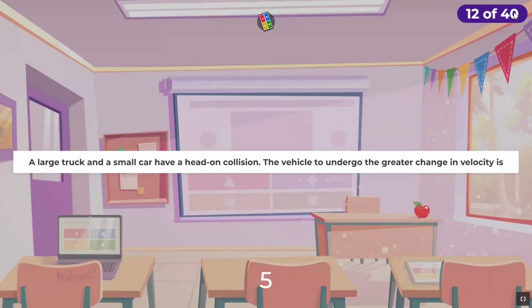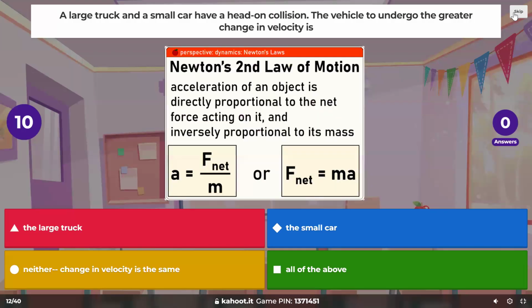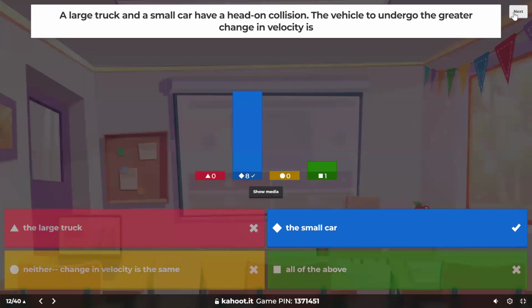A large truck and a small car have a head-on collision. Which vehicle undergoes the greater change in velocity? The small car. The collision force is the same on both, but the small car, with less mass, would have more acceleration. Which vehicle would you be safer in during the collision? The large truck, because it doesn't change its motion as much. It's not as jarring on you as a passenger inside.